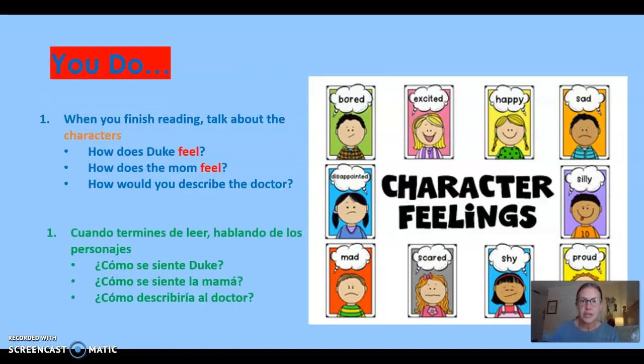So when you finish reading, when you finish thinking about the open quotation mark and the closed quotation mark, after you've decided whether someone has started talking or finished talking, I want you to talk about a few things with whoever you're reading with. I want you to talk about how you think that Duke feels. And I put lots of feelings here for you, so you can use one of these if that helps.